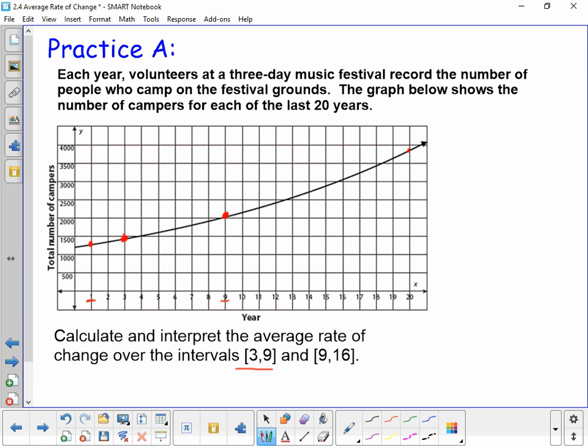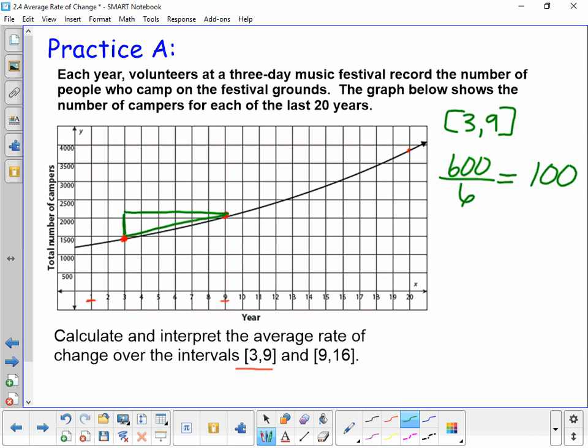And since it's a graph, there's quite a big interval between our y values, so we're going to have to eyeball it a little bit. If we approximate it with a line, it looks to me like it's going up a little over 500. Maybe we could call that 600. So this is the interval from 3 to 9. It's going up around 600, and it's going over 6. So we get an average rate of change of approximately 100.